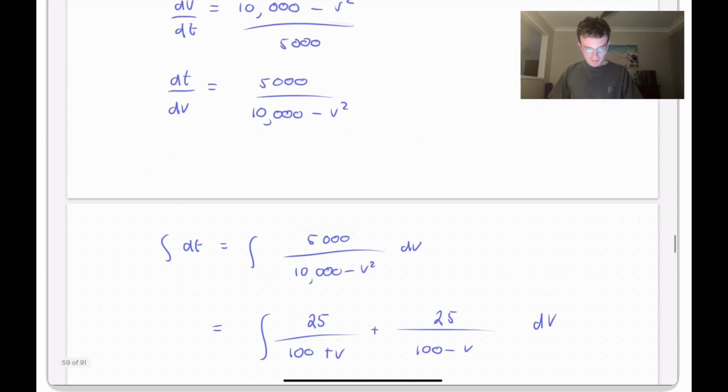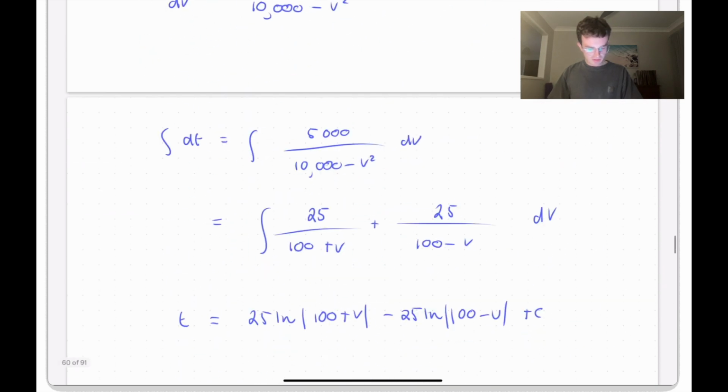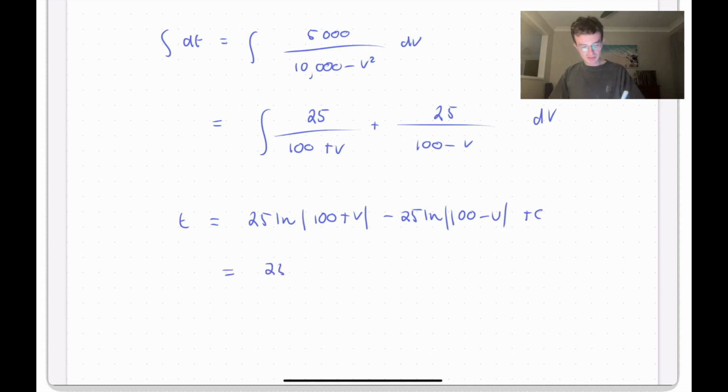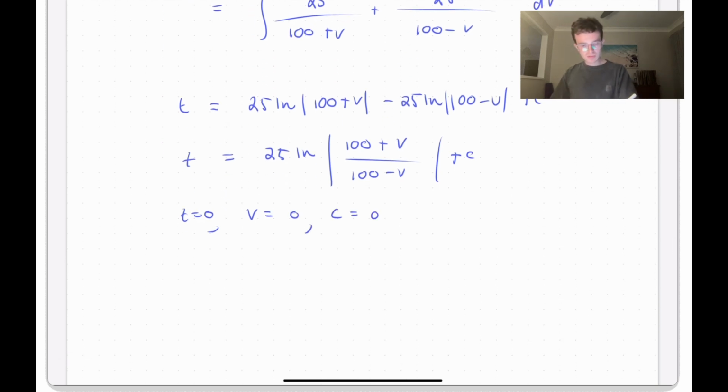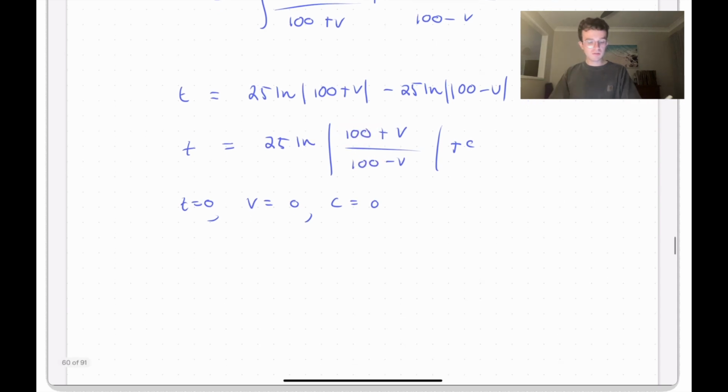Now we know that it initially starts at rest. Now I might just combine this ln first, so this is going to be 100 plus v on 100 minus v plus c. Now we know when t is equal to 0, the velocity is equal to 0. We're just going to say that means c is equal to 0. That's pretty obvious why. That's going to be 0, that's 0, and 100 over 100 is 1, and ln of 1 is 0. It's very obvious. So therefore t is equal to 25 ln of 100 plus v on 100 minus v.